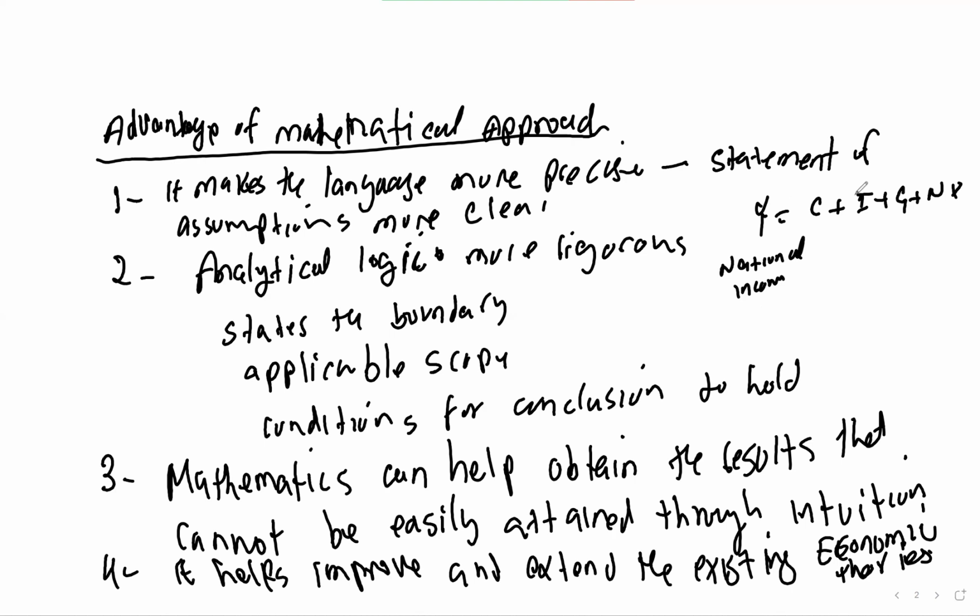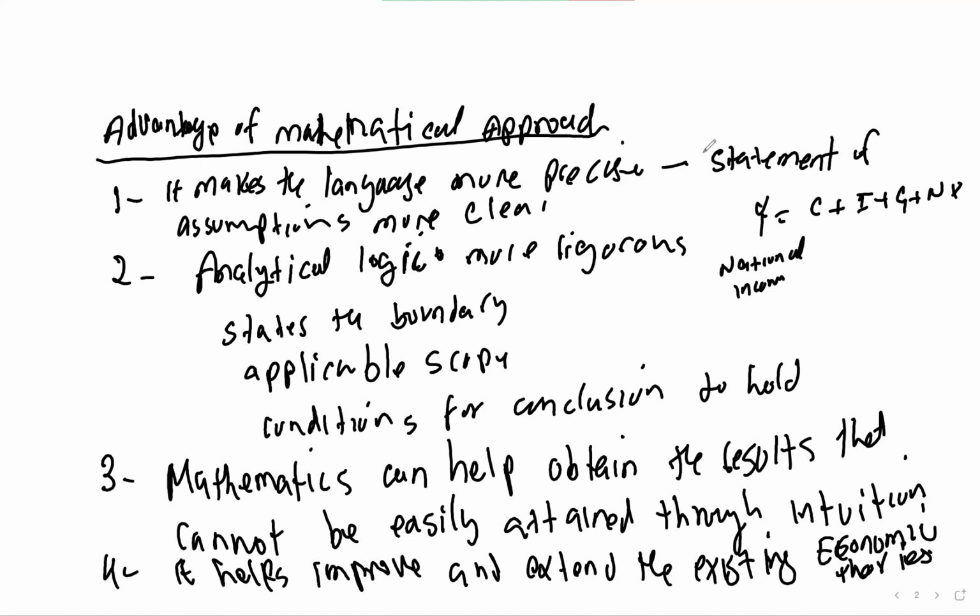So that's why the advantage is that when you use a symbol, the language becomes more precise and the statement of the assumption is more clear. And again, this is more clear because writing it out in terms of sentences would bring unnecessary debates which result from inaccurate verbal language. So that's number one. I think this is clear.